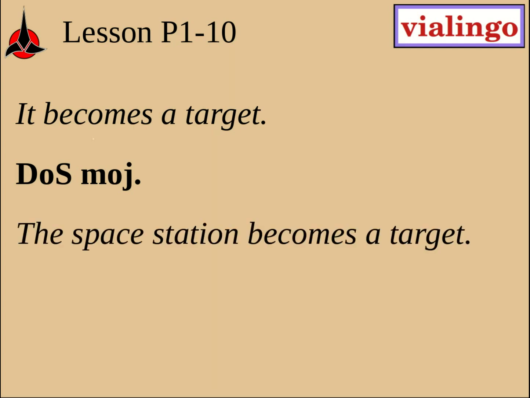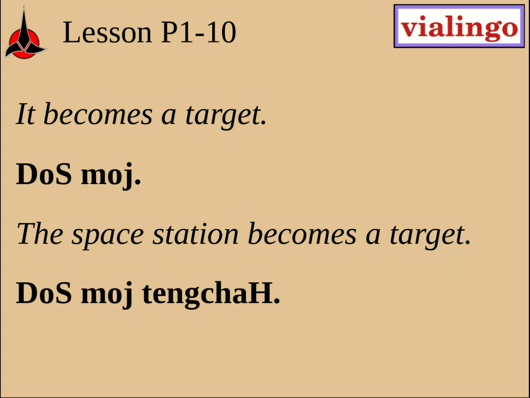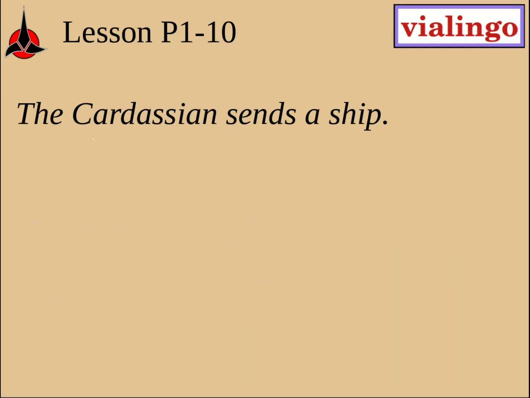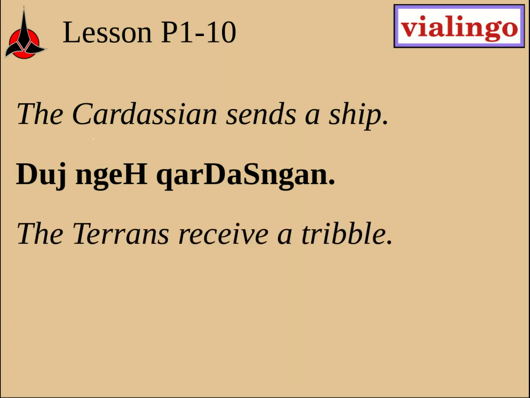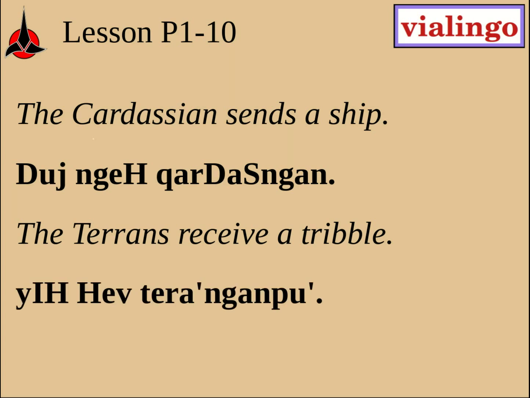The space station becomes a target. Dosh moj tengchach. The Cardassian sends a ship. Duj ngech Kardashian. The Terrans receive a tribble. Yich chev trangan pu.